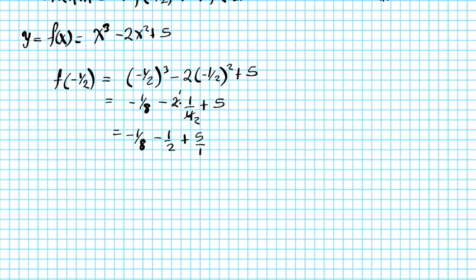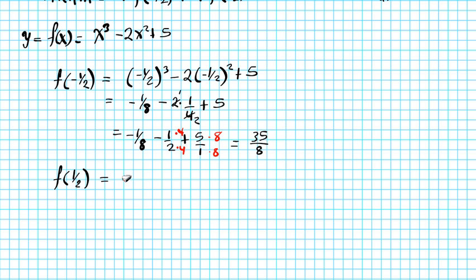Write this as a fraction. To combine this, I need the LCD of 8, so I times this by 4, top and bottom, and this by 8, top and bottom. So that gives me minus 1 minus 4 is minus 5, minus 5 plus 40 is positive 35, so it's 35/8. Okay, all right, next one is f of 1/2.